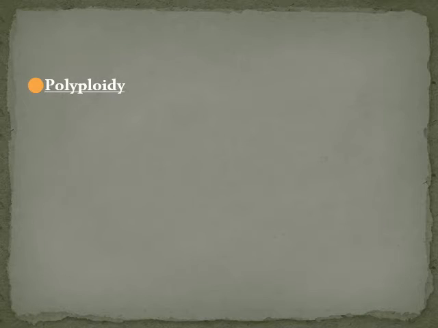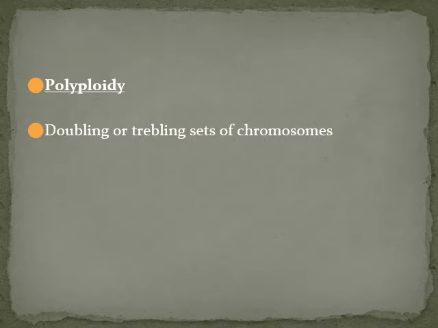So the next mechanism of evolution, other than natural selection, is that of polyploidy. And polyploidy is when you have a doubling, tripling, quadrupling of your set of chromosomes. In other words, you're not just 2n, you're 3n, 4n, 5n. It basically means you inherit a full, complete extra set of chromosomes. And this is quite common in plants.